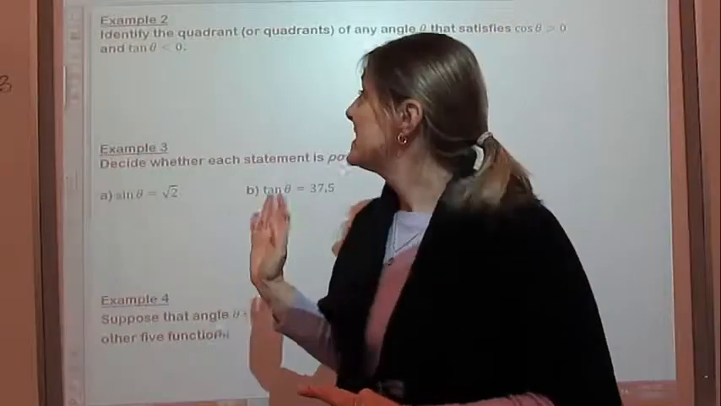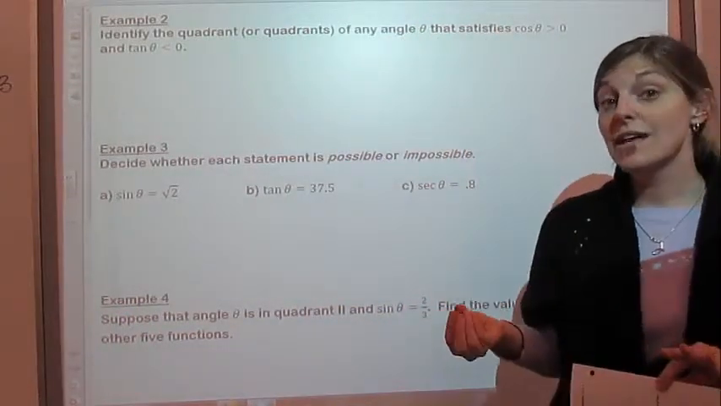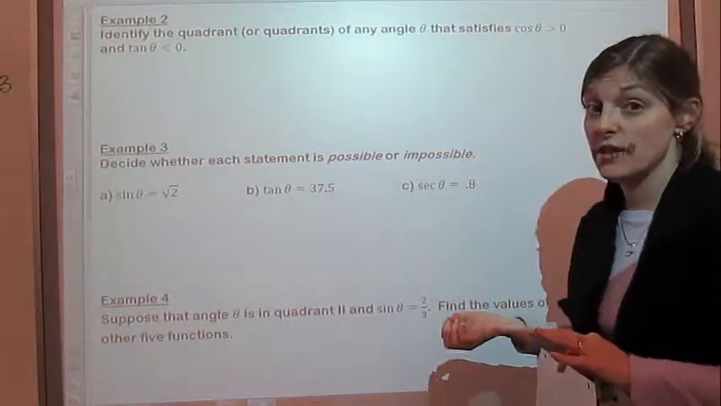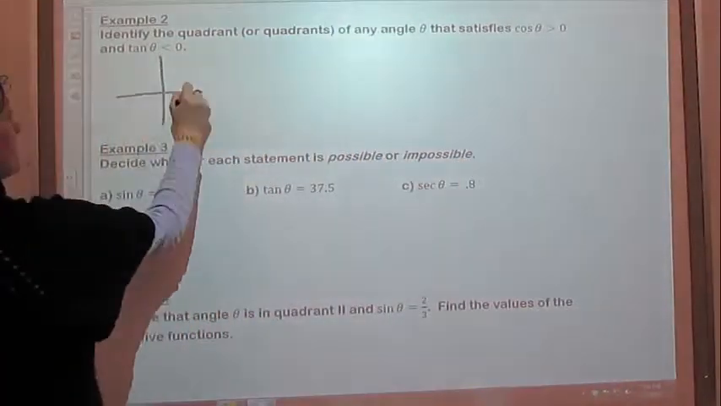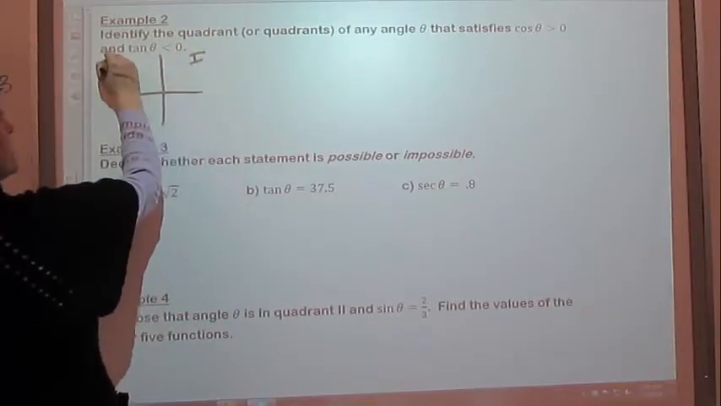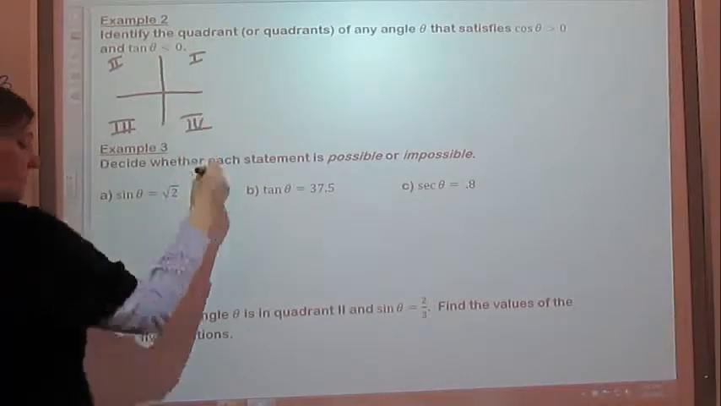So this gives you the possible ranges for the trig functions. Example number 2, identify the quadrant or quadrants of any angle that satisfies cosine theta is greater than 0 and tangent theta is less than 0. So let's look at our quadrants. Okay, here's 1, 2, 3, and 4.